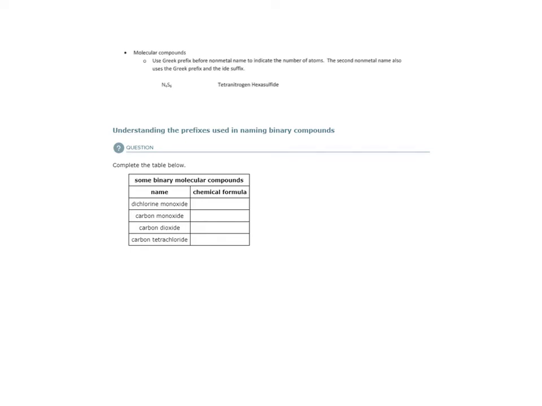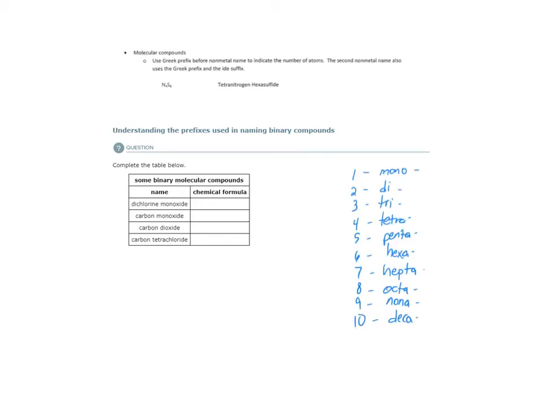So in this topic, we are understanding the prefixes used in naming binary compounds. These compounds will be molecular compounds. So let's look at our cheat sheet for naming molecular compounds. We're going to use Greek prefixes before the nonmetal name to indicate the number of atoms. So what are these Greek prefixes? Well, here they are. Here are the prefixes that correspond to particular numbers.